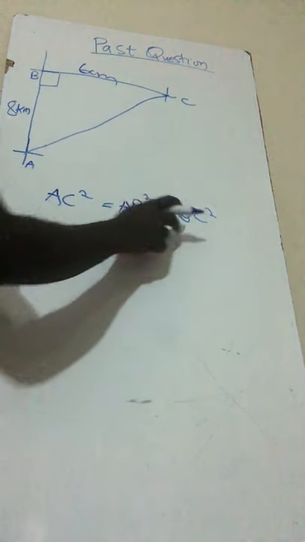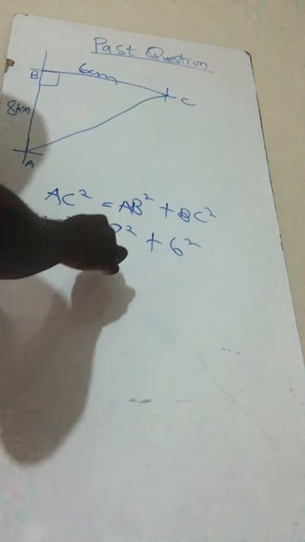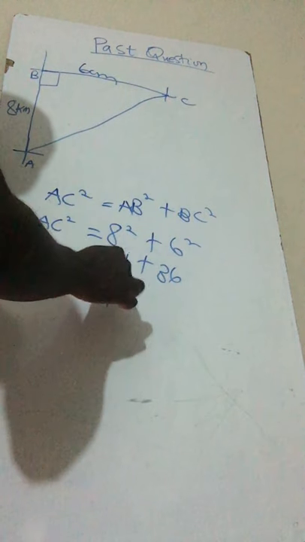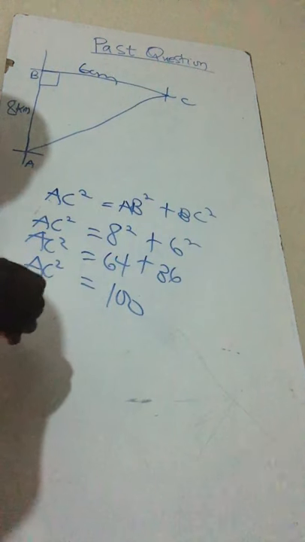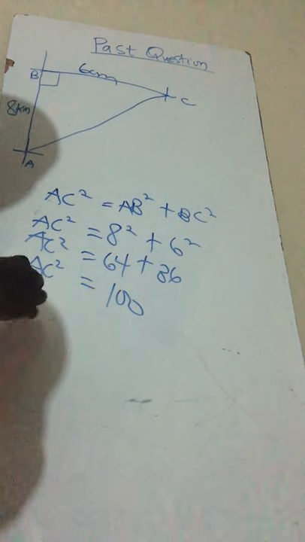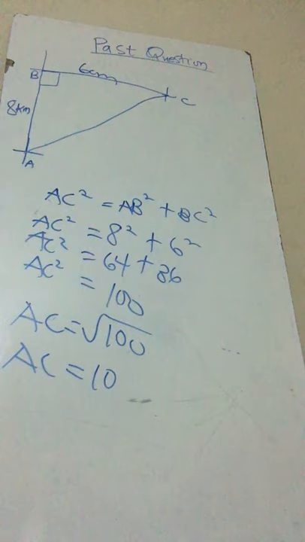You add the squares of each of them. AB square plus BC square. Now AC, we don't know AC square. AC square is equal to AB, which is 8 square, plus BC, which is 6 square. 8 square is 64, 6 square is 36, so you get 100. So AC square is equal to 100, but you want AC. So we find the square root of this. AC is the square root of 100. So now AC is equal to 10.